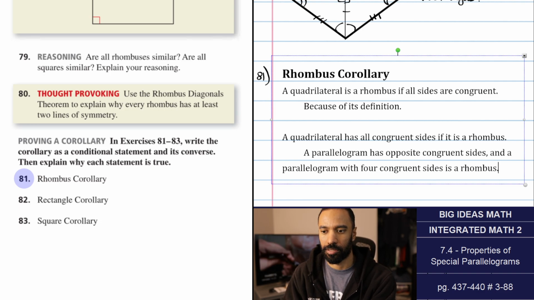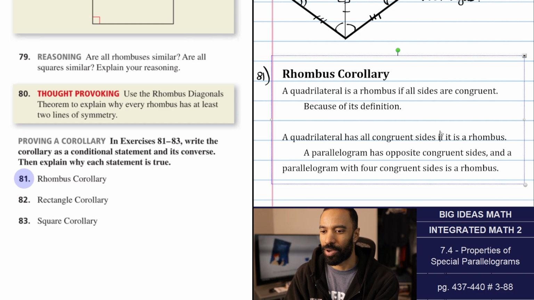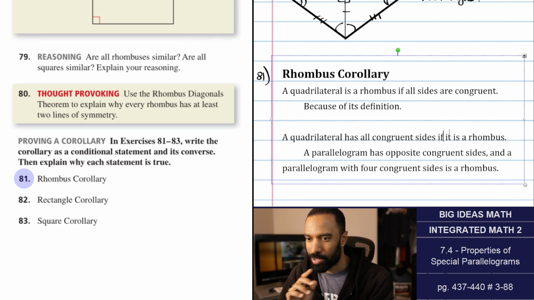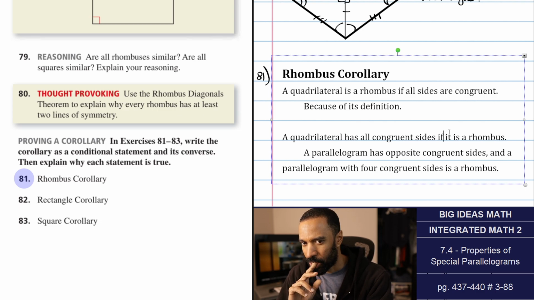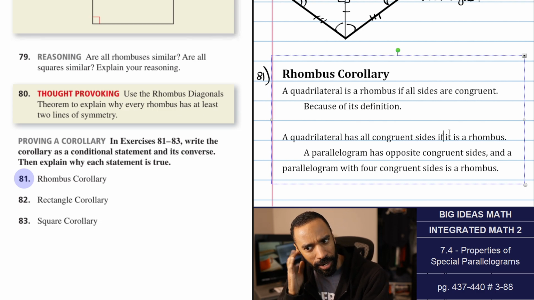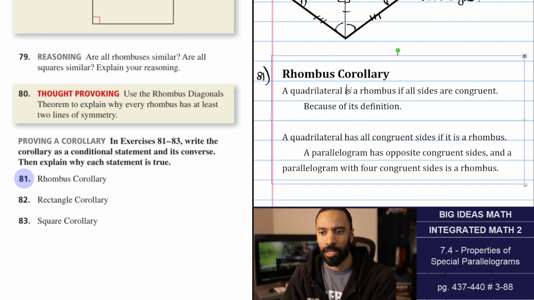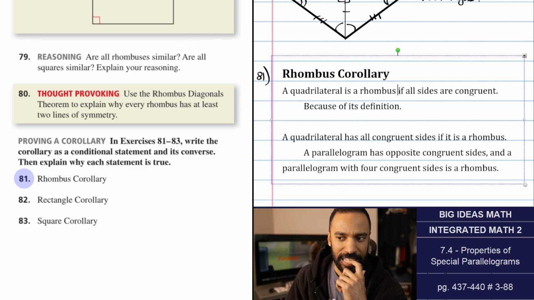Yeah, because, wait. Oh, this isn't, wait, a quadrilateral. Oh, yes, if it is a rhombus. Hold on. Do I want to say if and then? Hold on. I want to do this again. A quadrilateral is a rhombus if it has all congruent sides. This is fine, but they said a conditional statement, so I want to do if-then.